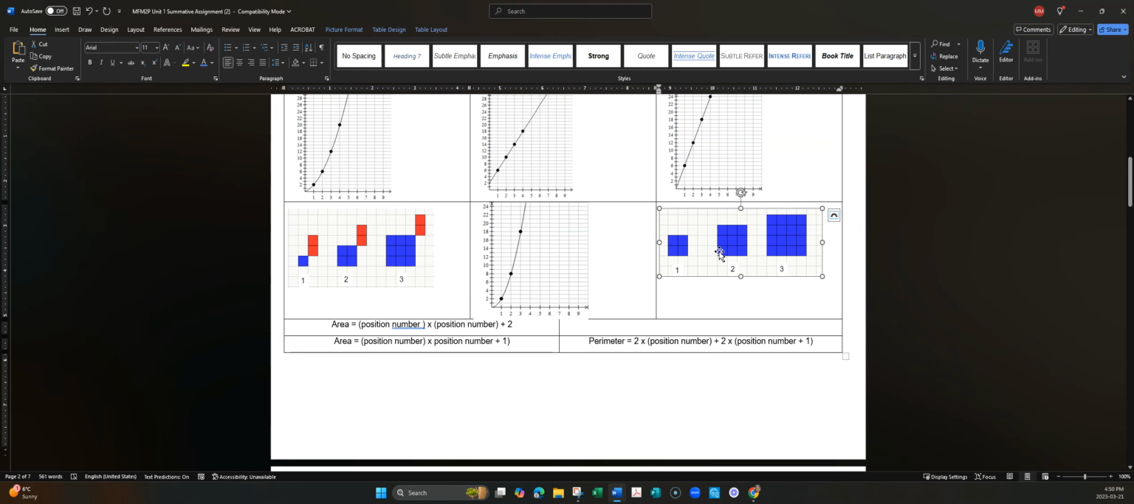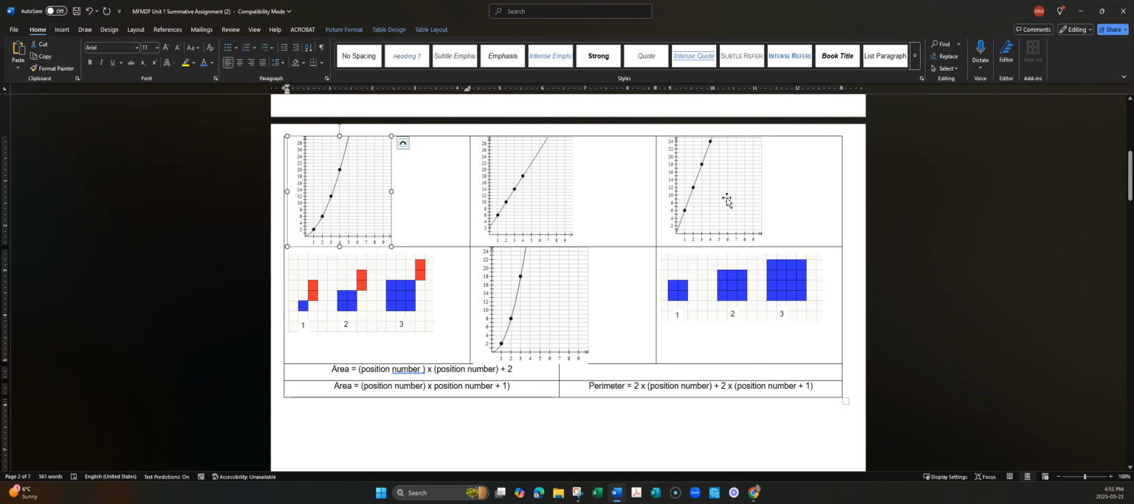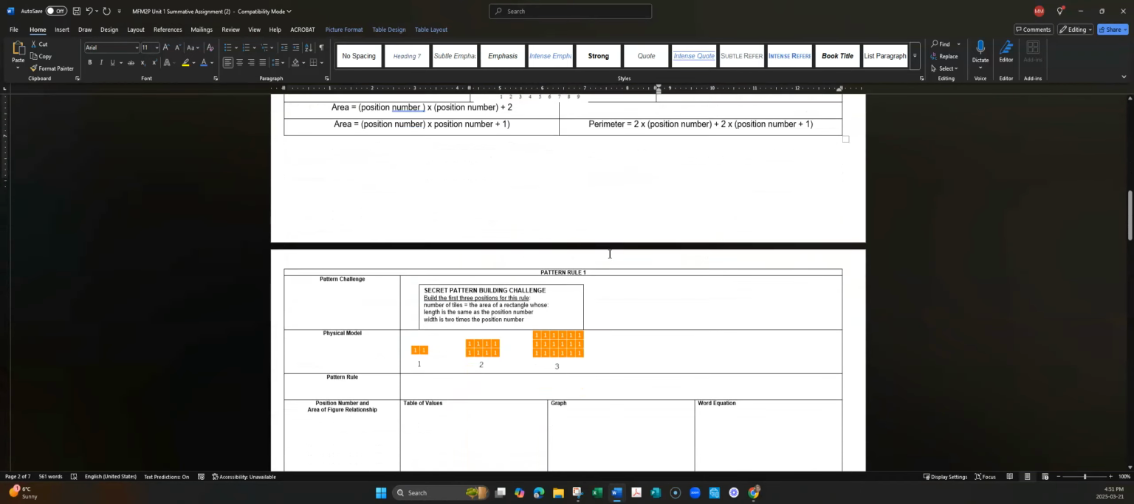So again, sometimes the tiles are already done for you. Sometimes the graphs are done for you. Sometimes you're going to have to do your own graphs, right? And that's what you're doing. You're going to drag this one to the second one. You're going to drag this one to the third one, et cetera, et cetera. Okay, so back to our work here.